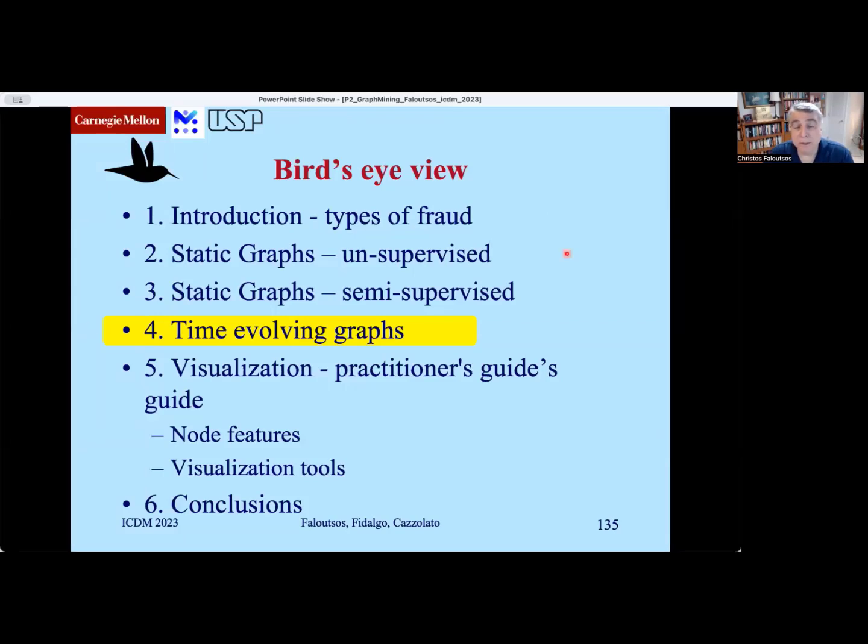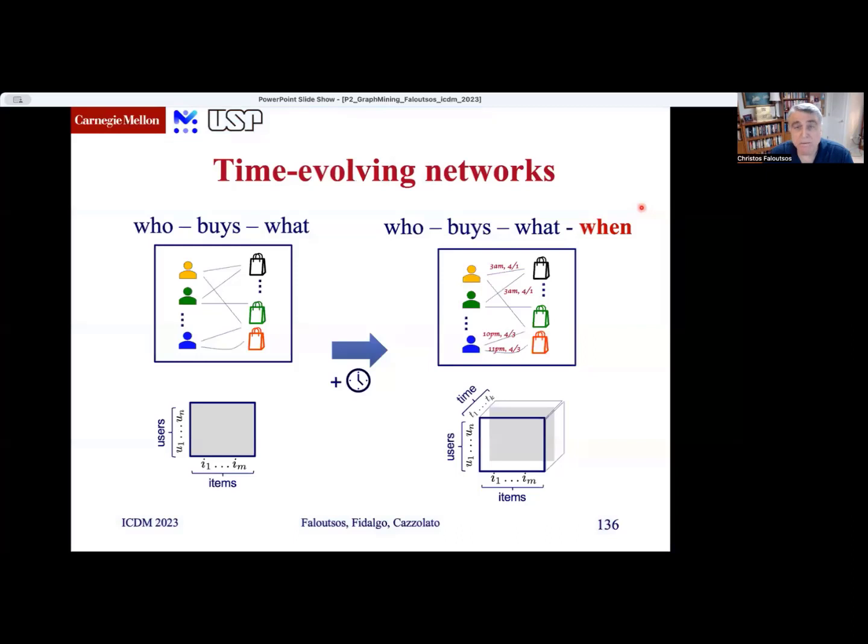Welcome back to the last subsection. We'll talk about time-evolving graphs. So far we have been talking about static graphs, for example, who buys what. We have people buying products. This creates an adjacency matrix. If we have timestamps, like the example on the right, now we have who buys what and when, and this creates an adjacency matrix for every day or every hour, right? And the question is, how do we handle this collection of matrices?